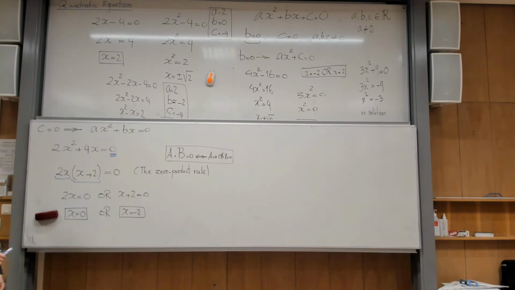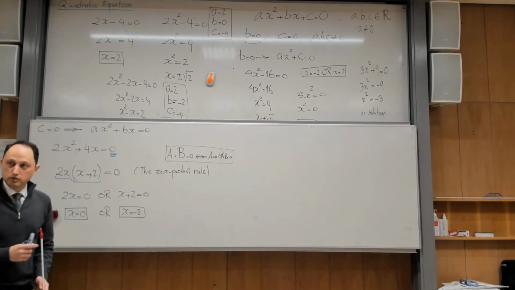Yes? You might say, okay, how should I know there are no other solutions? I would say there are no other solutions because if x is not 0, 2x is not 0. If x is not equal to minus 2, x plus 2 is not 0. And if I have two non-zero numbers, it is not possible to have the product be 0. So these are the only solutions.